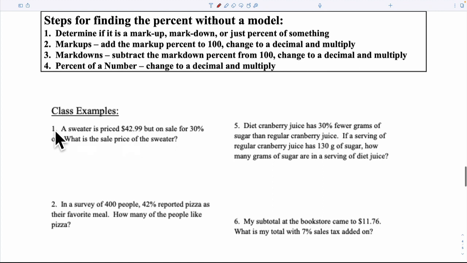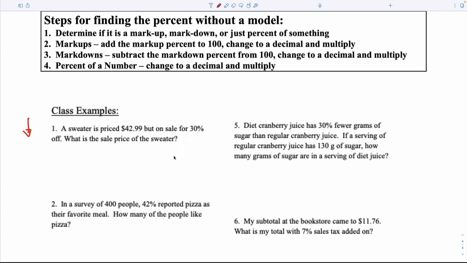When you read the problem, you're going to put either an arrow up for markup, arrow down for markdown, or a percent sign for percent of. This first one says a sweater is priced $42.99, on sale 30%, so I'd put a mark down, arrow down next to 1. I need to see that mark. Do it now. Row 2, I'm missing 1 pencil. It's a mark down because it's on sale.